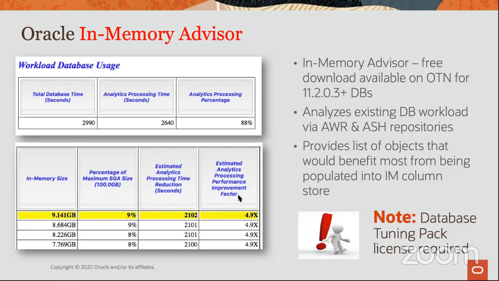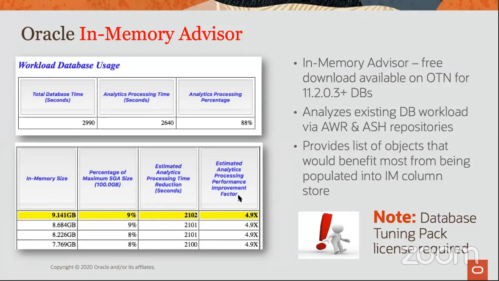One of the cool things about the in-memory advisor is it uses AWR and ASH data. And note, I put this note down below that the database tuning pack license is required, because we're accessing AWR and ASH data. Again, that's an Oracle database thing. But if you have a database 11.2.0.3 or newer, and you want to see, would database in memory make sense? Is there workload going on in my applications that would take advantage of database in memory? Using the in-memory advisor is a great first cut at taking a look.